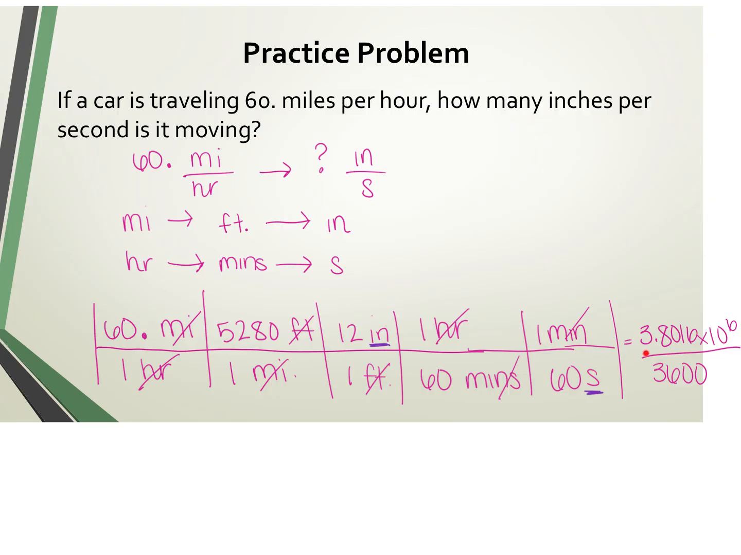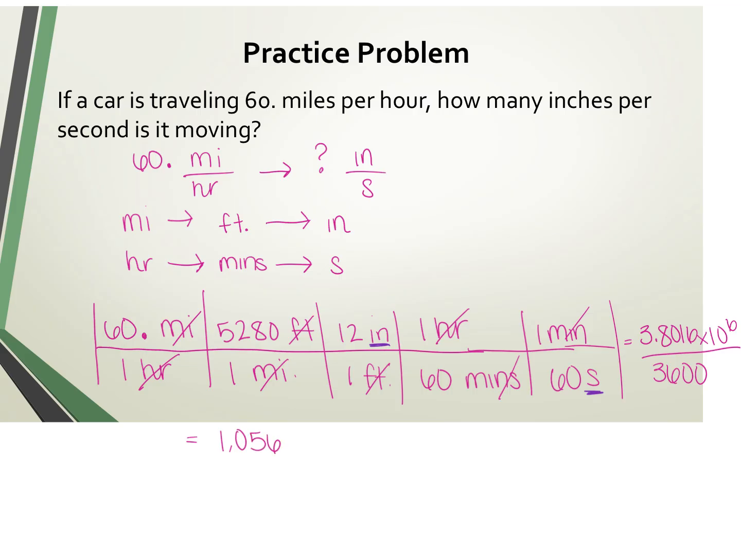Okay, so when I multiply the top row, I get 3.8016 times 10 to the 6th power. When I multiply the bottom row, I get 3,600. And then to solve for your final answer, you just divide the top by the bottom. So I get 1,056.